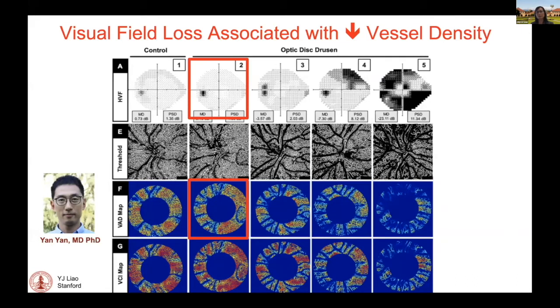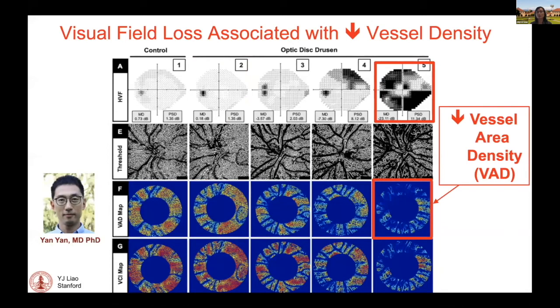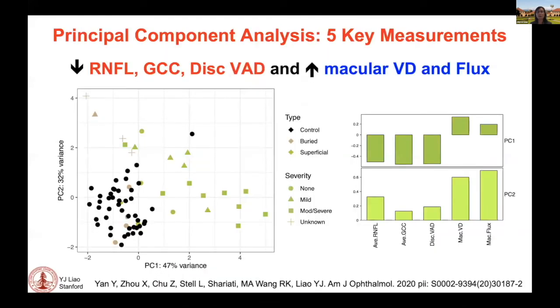And what you notice when you compare across patients with and without vision loss is that there is this gradual decrease in the heat map of the density, so that those with greater visual field defect have worse vessel area density, among other measurements. We did a principal component analysis to look at all the measurements and found that there were 5 key measurements that seem to correlate with visual field loss, specifically the thinning of the retinal nerve fiber layer, ganglion cell complex, and decreased density around the optic nerve.